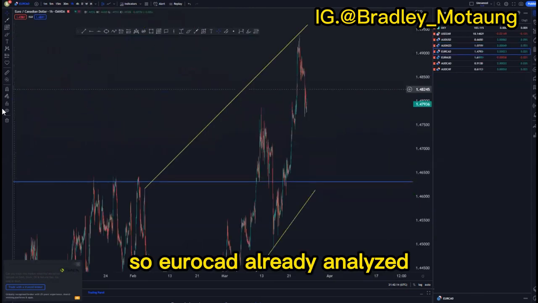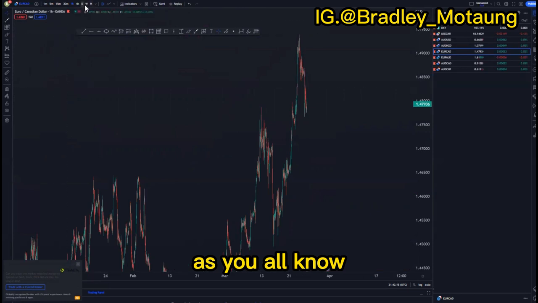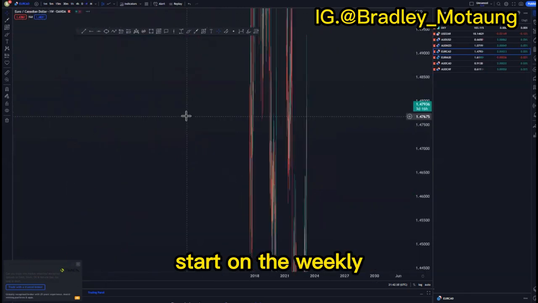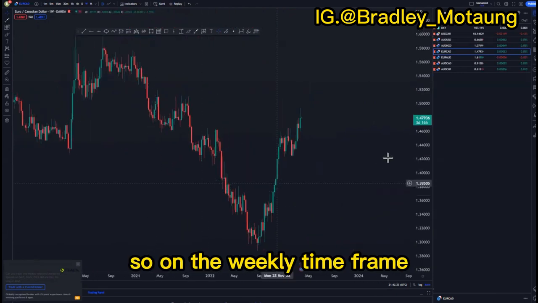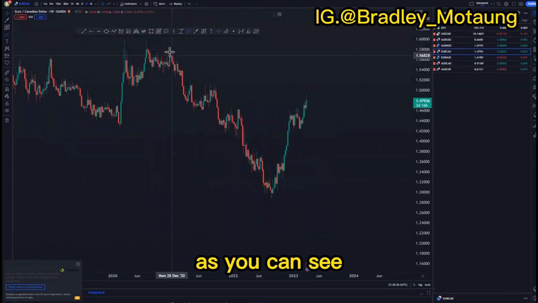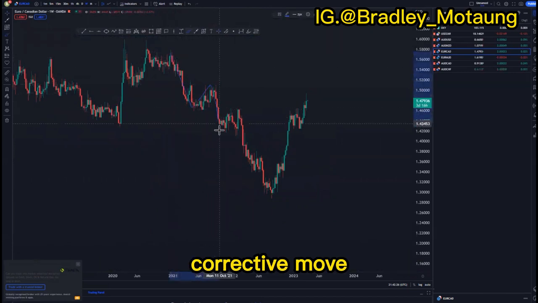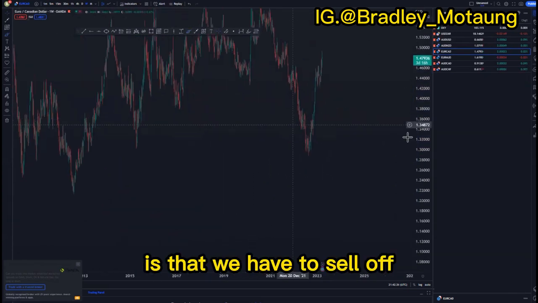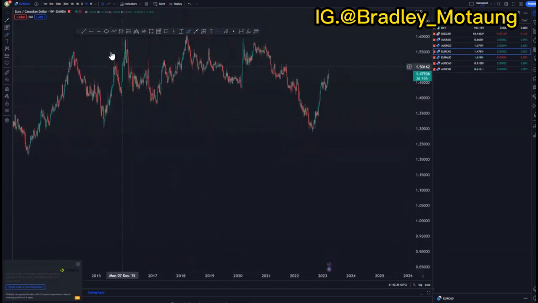So EuroCAD already analyzed, as you all know. Looking at the weekly time frame, start on the weekly. On the weekly time frame, what I'm seeing is that we have been pushing to the downside. As you can see, we have the push to the downside, corrective move, push to the downside, corrective move, push to the downside. So initially, what I'm thinking, guys, is that we have to sell off no matter what.